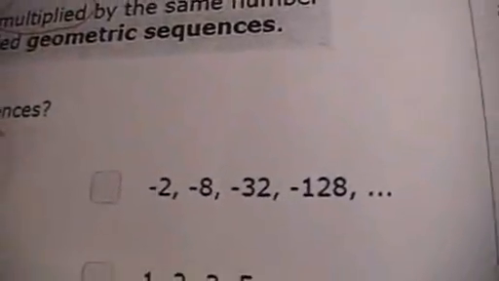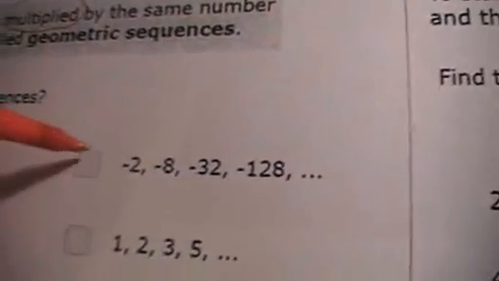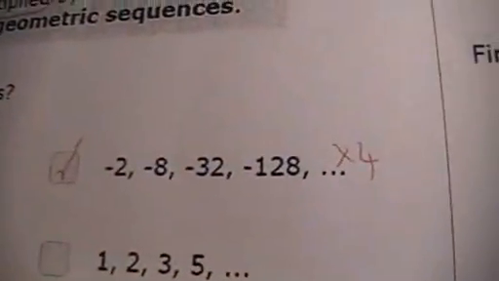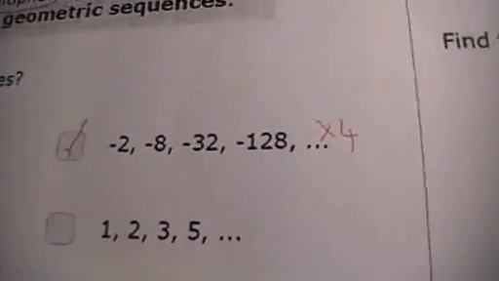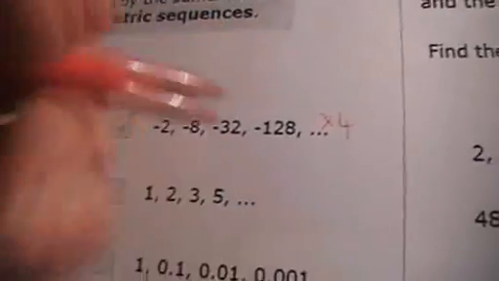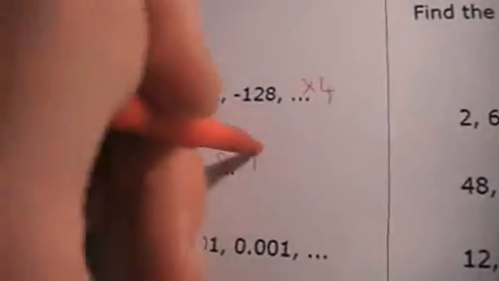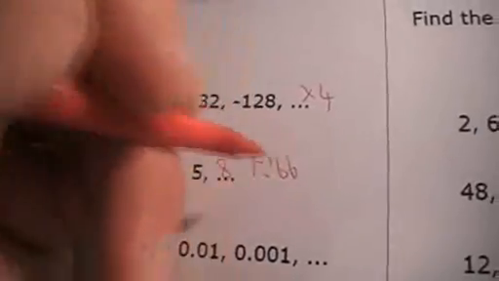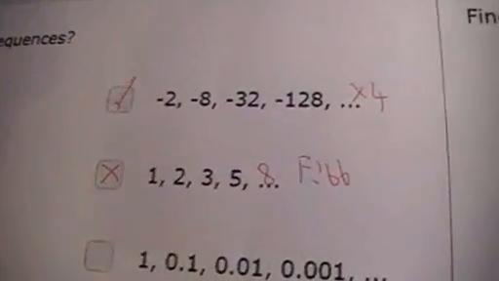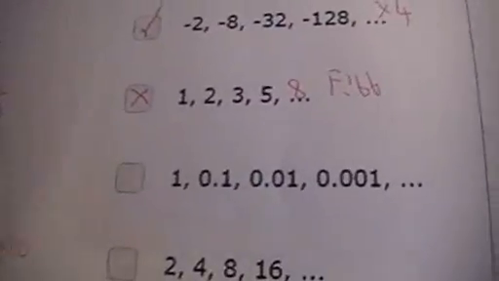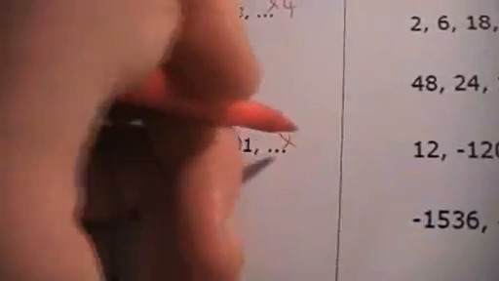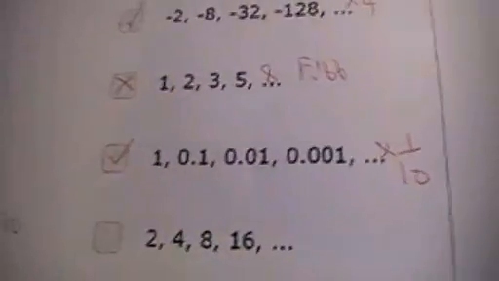This one, you're multiplying by 4. So that is geometric. Each time you're multiplying term by 4 to get to the next one. This one, what a famous sequence. 1 plus 2 is 3, 2 plus 3 is 5, 3 plus 5, next term would be 8. And it is Fibonacci. I cannot spell it, so I'll write fib. And that is not geometric or arithmetic. This one, you're reducing it by a tenth. It is geometric and your common ratio is multiplying by 1 over 10.